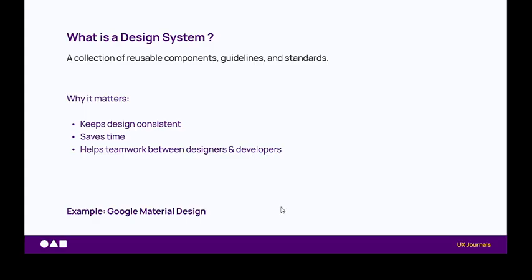It also helps teamwork between designers and developers. As I said earlier, designers we design for developers to code, and they have to get something to work with, a guideline to work with. That is the design system we're talking about. An example of a design system is the Google Material Design.